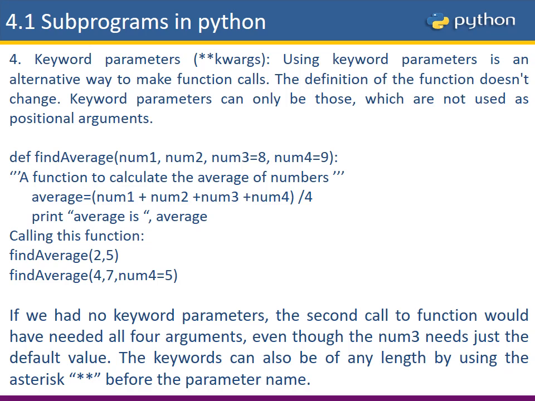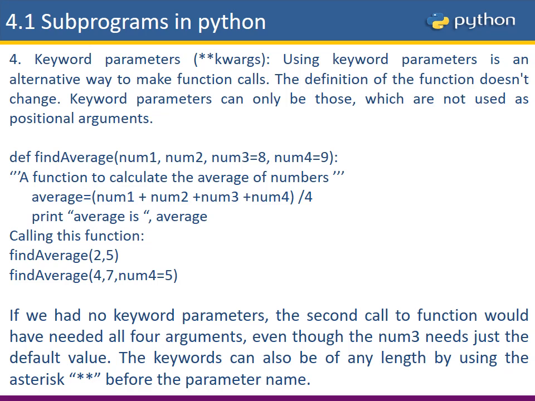That is, sometimes you may want to pass parameters using their names and optionally change only some of them. So we use these two asterisks, **kwargs, as keyword arguments to do this, and we have the example under the keyword parameter. We have find average, the same one, num1, num2, num3 to be 8, num4 to be 9.